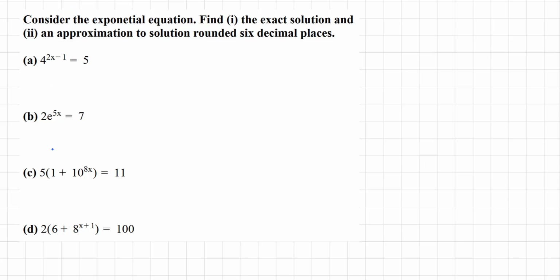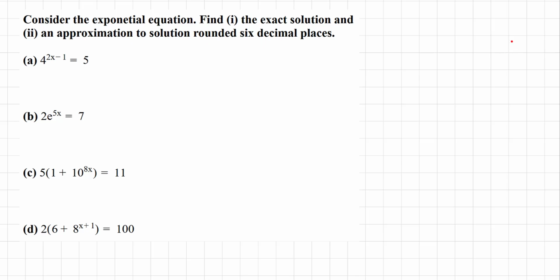Consider the exponential equation. We've got 4 of them here. Find the exact solution and an approximation to the solution rounded to 6 decimal places. So we need to isolate x, and this one is 4 raised to 2x minus 1 equals 5. So 2x minus 1 is in the exponent.